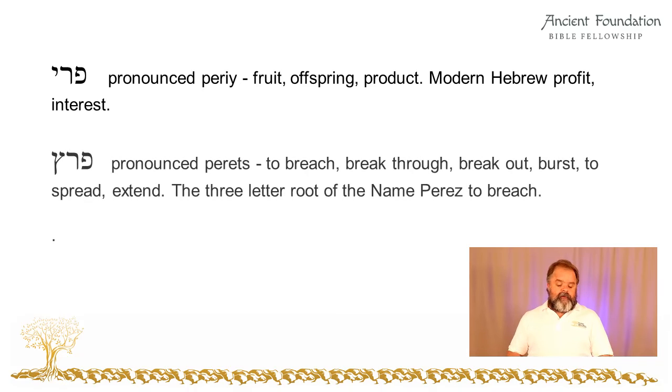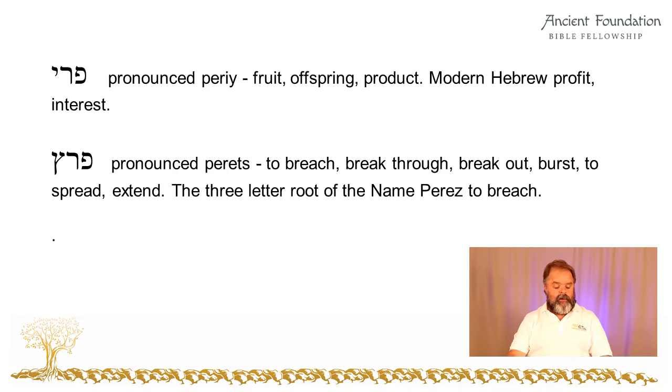Another word is pronounced peretz, and it means to breach, break through, to break out, burst, to spread, and extend. This is the three-letter root of the name Perez in the Bible. Remember the one that put their hand out and they tied a red cord around it, a red thread, because he broke through first to breach, to break, to burst through. That's this three-letter root, Perez.